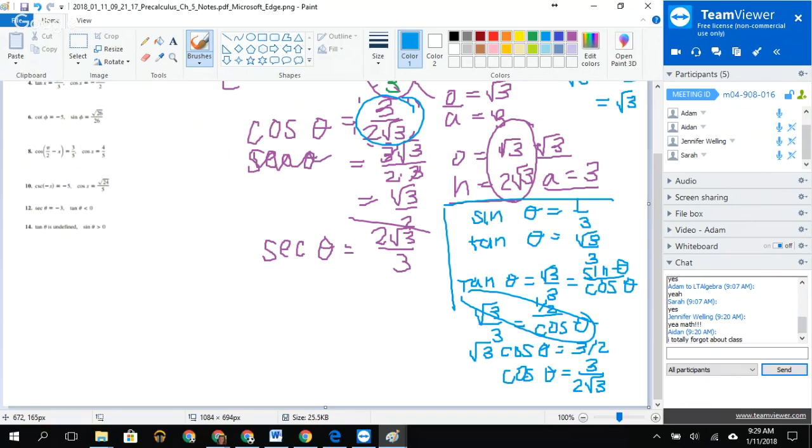So did I lose everybody on the first problem, or are you okay? Or did anybody have a different way that might have even been easier than one of those two ways?